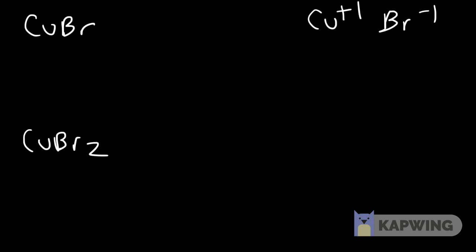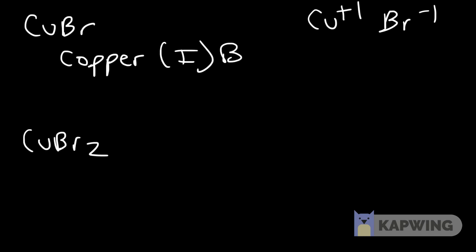CuBr and CuBr2. Go ahead and name these two compounds. Now let's start with CuBr. Bromide has a -1 charge, and there's only one of them. So copper has to balance that -1 charge, so it must have a +1 charge. So therefore, this is going to be called copper(I) bromide because it has a +1 charge.